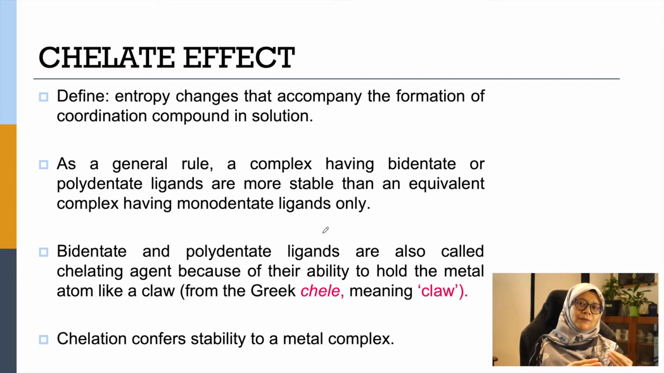As a general rule, a complex having bidentate or polydentate ligands is more stable than an equivalent complex having monodentate ligands only. I have explained a little bit about this general rule in part 1. The bidentate and polydentate ligands are also called chelating agents, because of their ability to hold a metal atom like a claw.